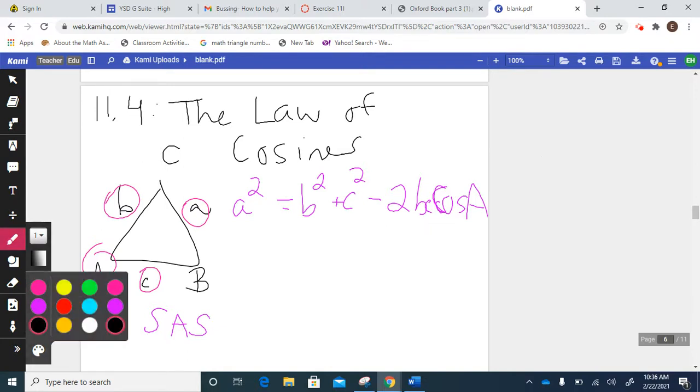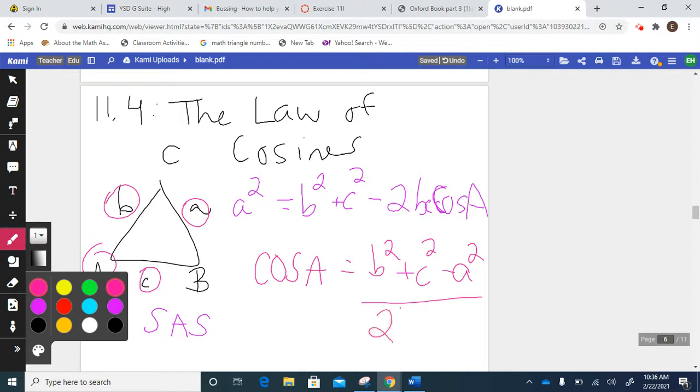So here's our alternate formula that will also work. Once again, we are solving for cosine of angle A this time. And all they did was move stuff to the other side. So cosine A equals b squared plus c squared minus a squared, divided by 2bc. All they did was rearrange it so that you have an angle on the left side, and all you would have to do is eventually do the inverse of that right side of the equation. So both of those will work.